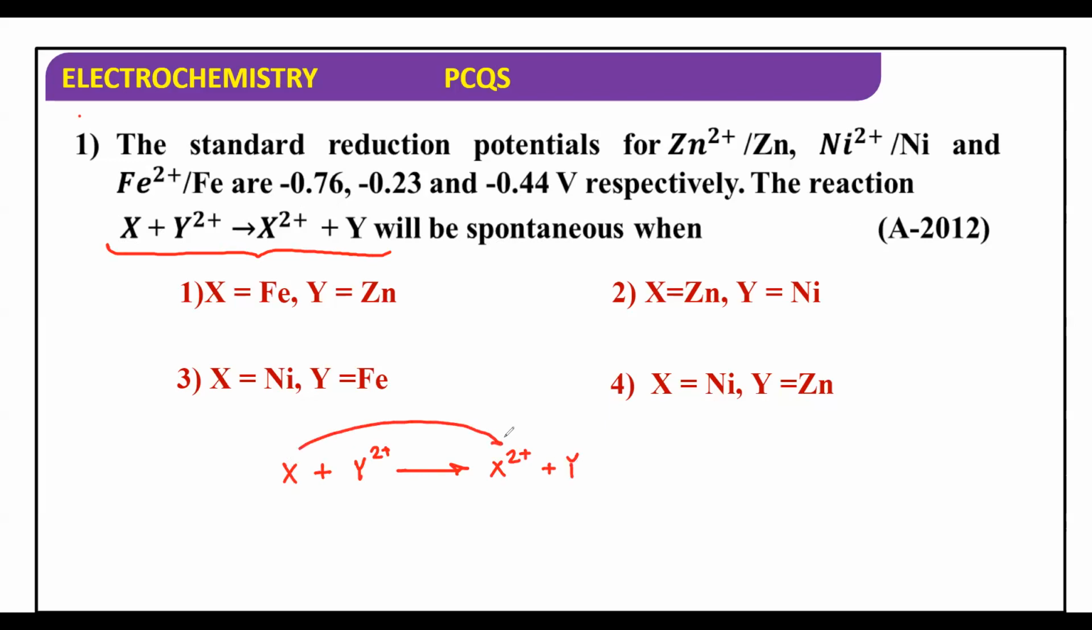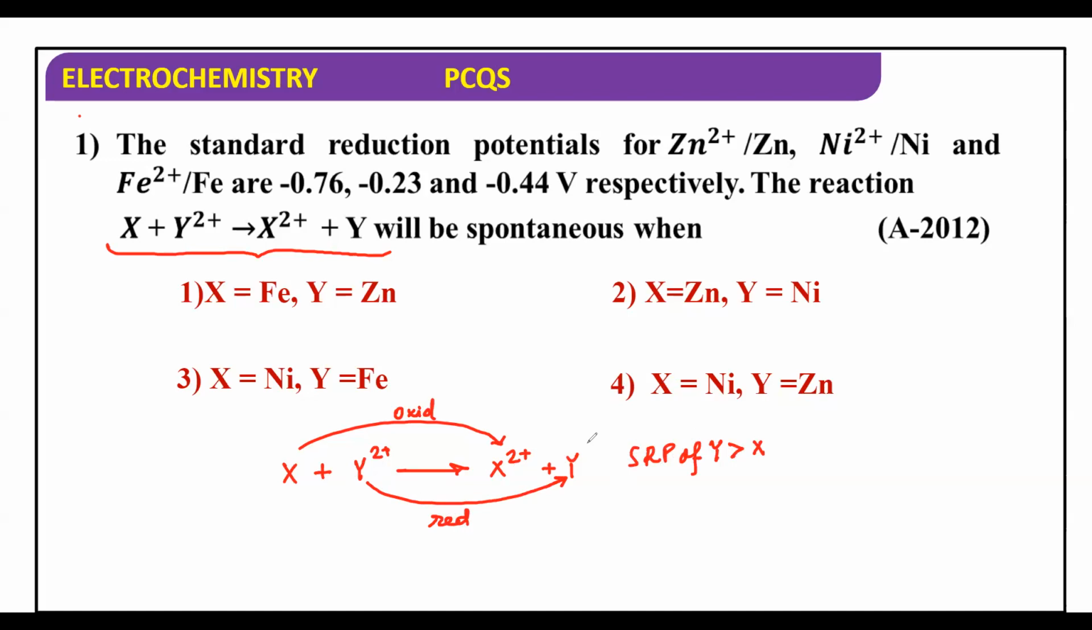What is happening with X? Oxidation. What is happening with Y? Reduction. Right. That means according to electrochemical theory, if you remember something like that, then we can say that SRP of Y should be greater than that of X. Make sense? Yes, sir. SRP of Y should be greater because Y is getting reduced. So SRP of Y should be greater.